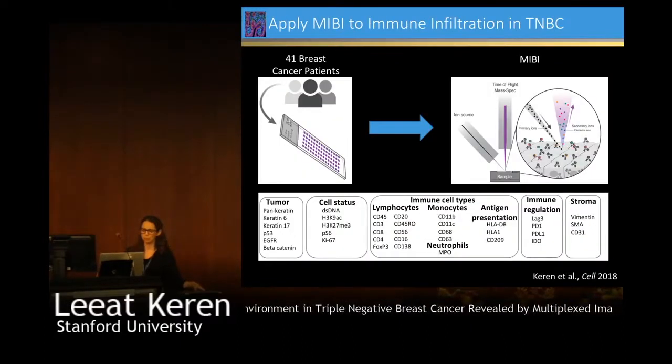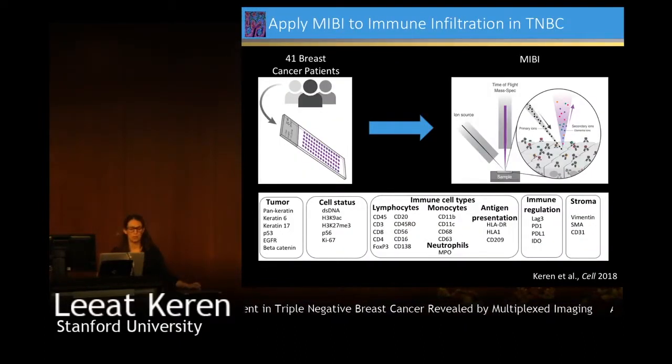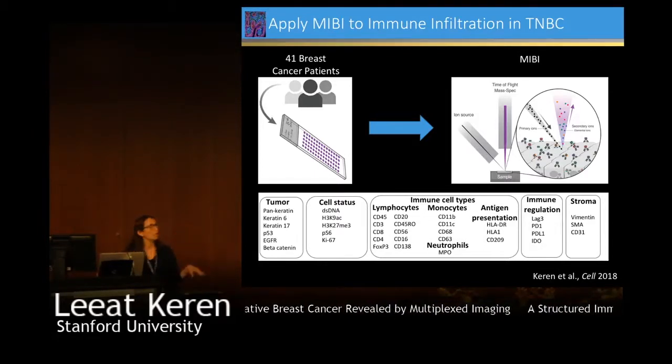And so what we decided to do was apply MIBI to study immune infiltration in triple-negative breast cancer. We took a tissue microarray with biopsies from 41 different patients and profiled them using MIBI with a panel that interrogated tumor antigens, cell status. A large fraction of the panel was dedicated to looking at different immune cell types. And of course, we also included 4 different proteins for immune regulation: LAG3, PD-1, PD-L1, and IDO, all of them currently under clinical trials for treatment of triple-negative breast cancer.